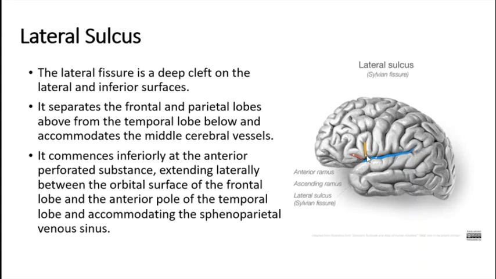This laterally might not be appreciable in a 2D diagram, but when you hold the brain, the anterior perforated substance is quite near the midline compared to the actual extent of the lateral surfaces of the temporal lobe. So, it extends backward and laterally between the orbital surfaces of the frontal lobe. You have seen the orbital surface, it is towards the basal side, and the anterior pole of the temporal lobe. So, this is the orbital surface of the frontal lobe, this is the anterior pole of the temporal lobe, and this is where it's going to proceed backwards.